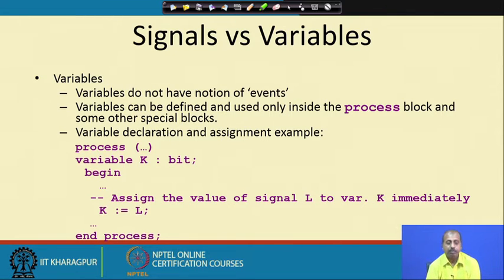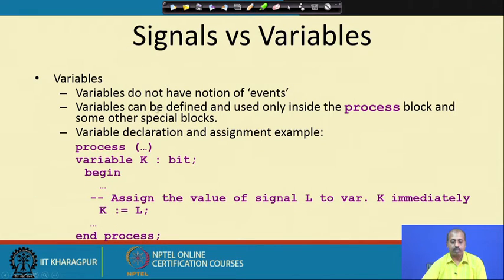On the other hand, variables do not have the notion of events, and variables can be defined and used only within the process block. So, only within a process you can define a variable, and do variable declaration and assignment. It is done like this: variable k bit, then begin, then k assigned as L. So k is a variable, and it gets the value of L immediately. L is a signal, but k gets its value immediately, whereas if it had been a signal assignment, it would take some infinitesimally small amount of time.